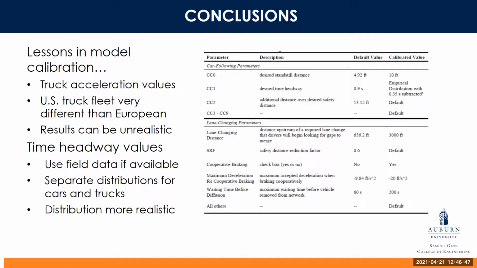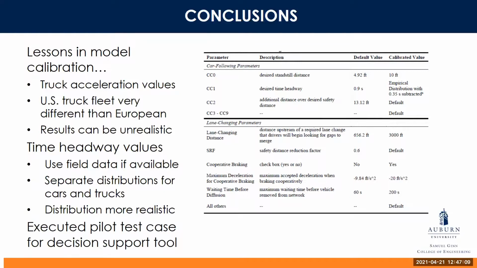And here's a table in the report that essentially shows all of the different parameters that were examined and changes to the default values. We've already hit on the most important ones, which were representing time headway with a distribution that's field observed and also changing the truck acceleration capabilities. But there were some other items that were explored as well. And then the last thing that we did in this research was execute a pilot test case that would be part of a much larger experiment as a decision support tool.